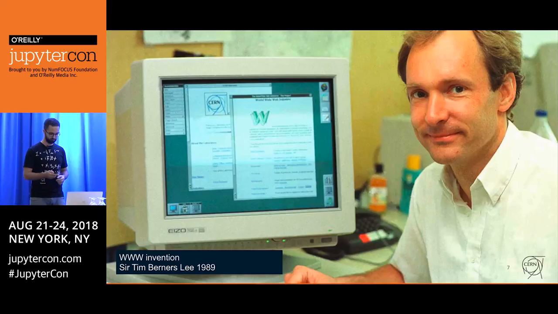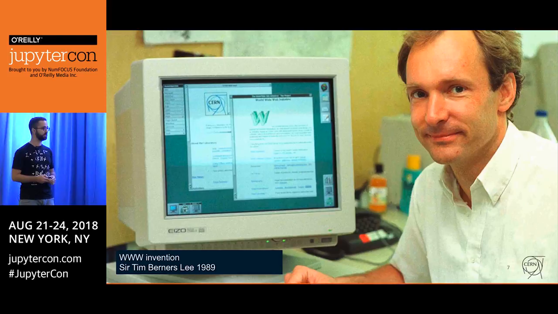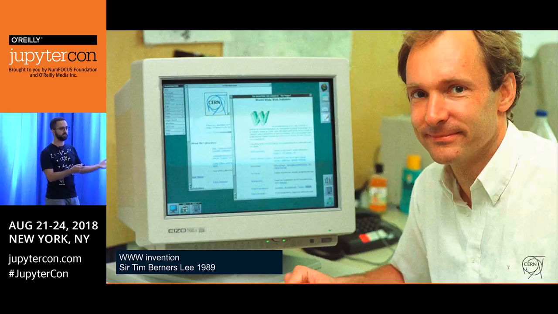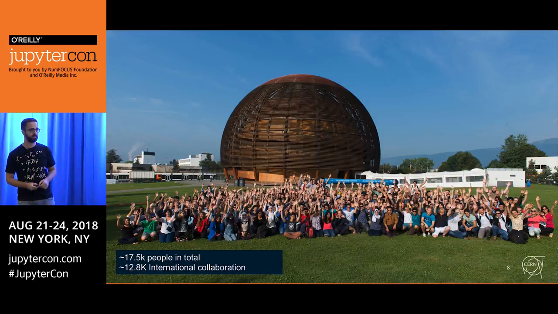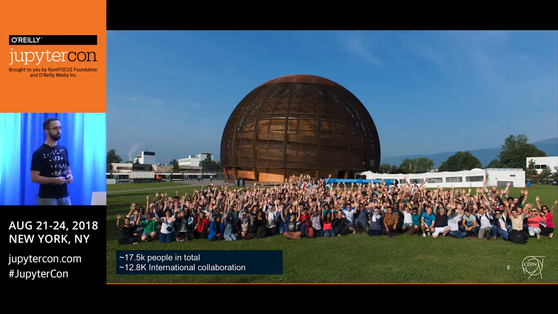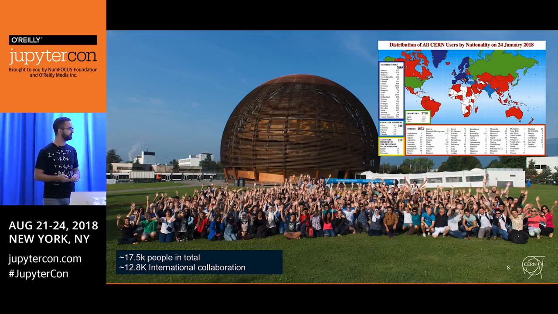And one that I thought is interesting for this audience, and actually it was mentioned this morning, is the invention of the web. Sir Tim Berners-Lee was working at CERN when he invented the web, and it's something that now makes Jupyter possible. And like him before, we are a community nowadays of almost 18,000 people working at CERN or collaborating with CERN. Out of these 18,000, almost 13,000 are international collaborations. But more than speaking about numbers, it's important also to mention where they are coming from, which countries take part in this massive experiment. And as you can see, almost all countries in the world take part with us in the pursuit of new discoveries.